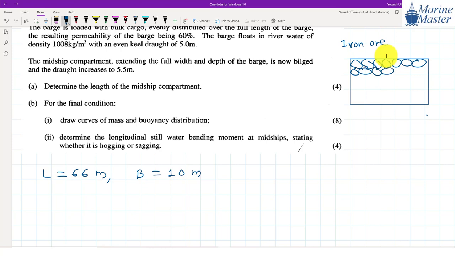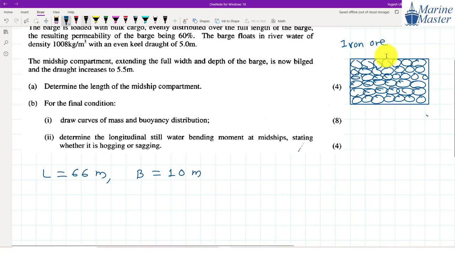So something like that, and we are going to put that into the box. So this is our iron ore. Now try to see the point. This I am highlighting in yellow. This is a vacant space, guys, here. And that is nothing but our permeability.